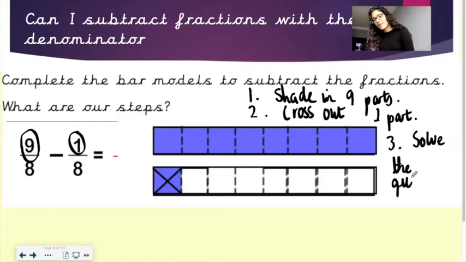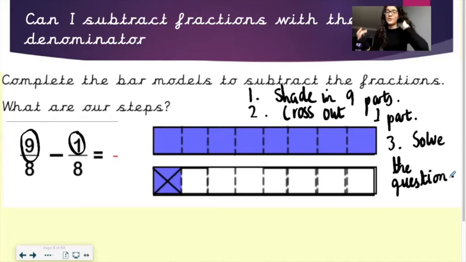Just like that. So I've managed to put into 3 steps how we subtract fractions with the same denominator. When you're writing your own steps, if you are choosing to write out your steps, you might have fewer steps, you might have 2, or you might have more than 3. That's completely up to you. Whatever makes it as easy as possible for you to solve subtraction questions with fractions, go with that. So let's follow our steps.